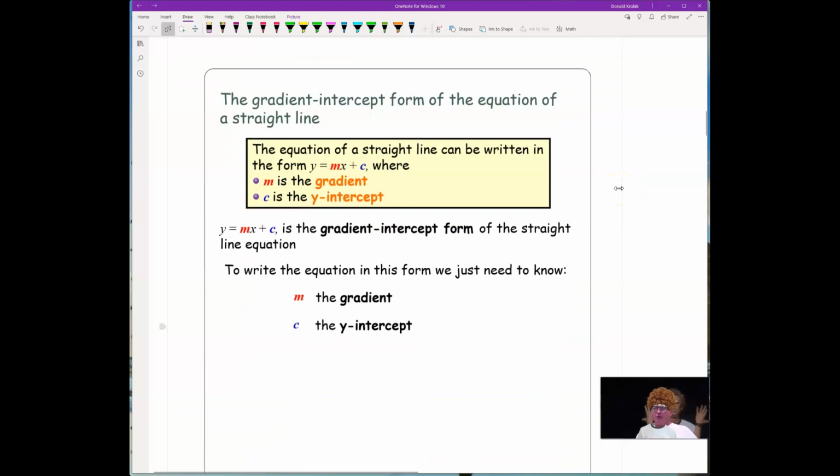Alright, so when we talk about gradient-intercept form, that's the same as slope-intercept form, except in the IB world they call it gradient-intercept form, but it's no different. We know it as the equation y equals mx plus b, and IB uses mx plus c. Doesn't matter, just a different letter. m is the gradient or the slope, and in this case, c is the y-intercept, some point 0, c.